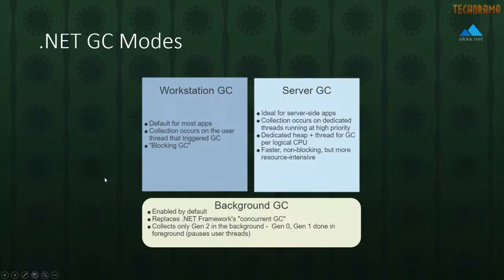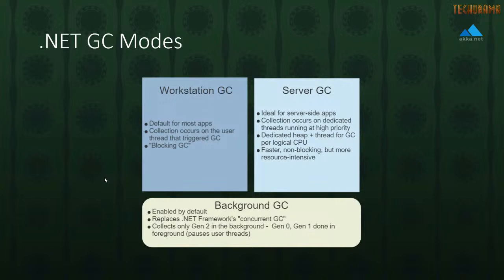There's several different modes for garbage collection in .NET. By default, all applications use what we call workstation garbage collection. This is designed for client-side applications, so command line apps, MAUI apps, Windows Forms, etc. These applications have a very simple form of garbage collection that basically runs on user threads, meaning that when you trigger garbage collection inside your application, the thread that triggers it is going to be the one that performs it. So it's going to be blocking garbage collection that's going to suspend your thread in order to compact memory and also deallocate objects that are no longer used.